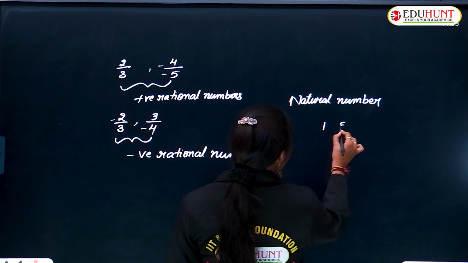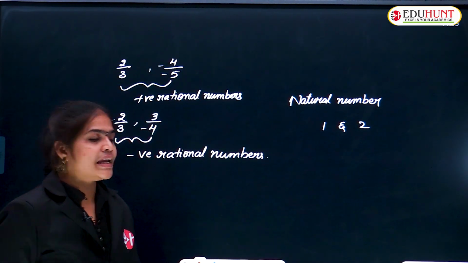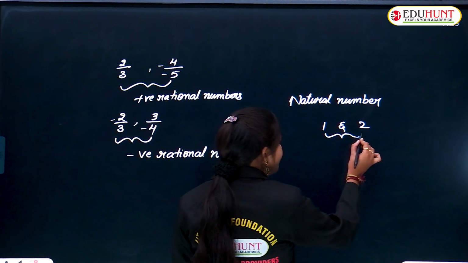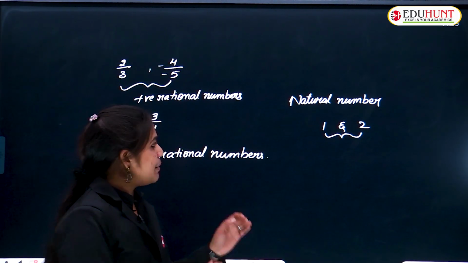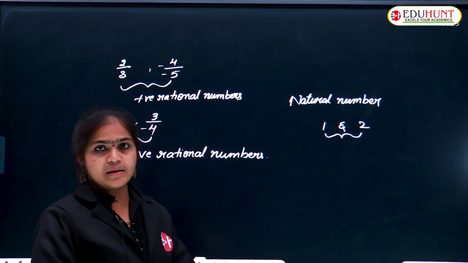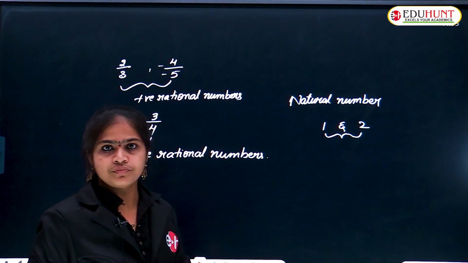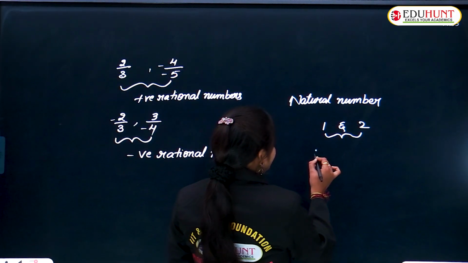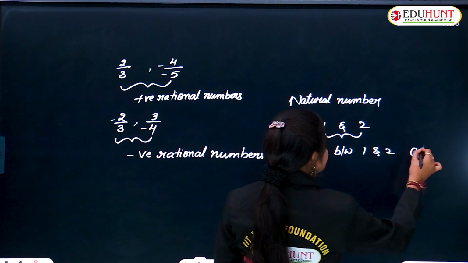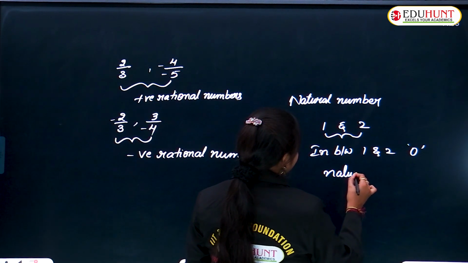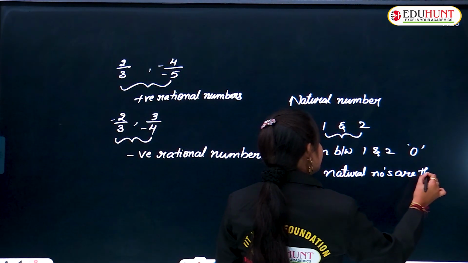So children, see that in natural numbers, in between 1 and 2, how many natural numbers are there? 0 natural numbers are there, yes or no? Why? Because 1 is a natural number, 2 is a natural number. There is no other natural number existing in between 1 and 2. That's why in between 1 and 2, 0 natural numbers are there.